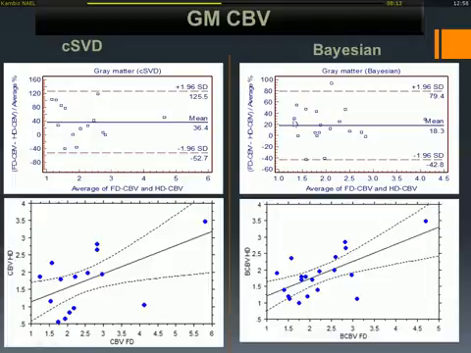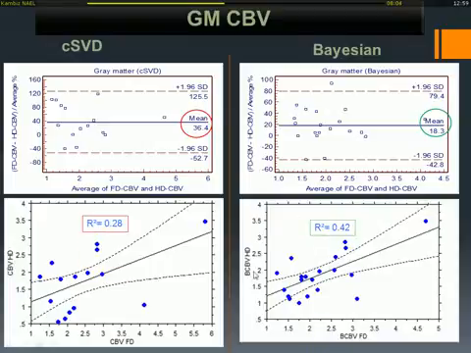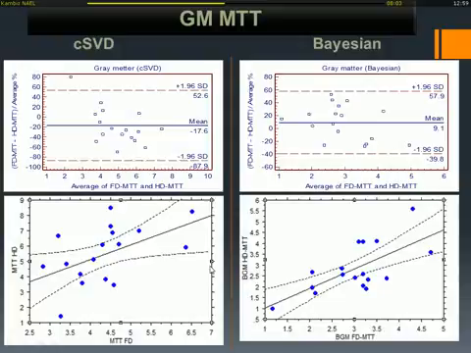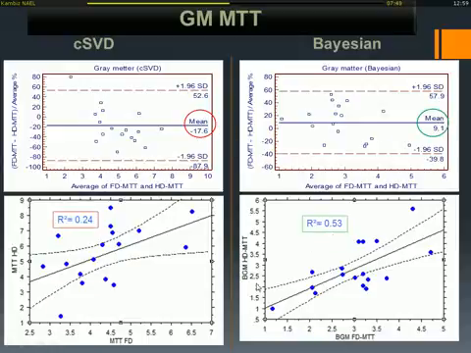Same thing for cerebral blood volume. Again, you see a smaller mean difference between half dose and full dose, as opposed to a larger mean difference and a worse correlation factor. Of course, the values are not going to be exactly the same because you're using two different doses of contrast. And again, if you look at the MTT, you can see a much smaller mean difference between the two, and much better correlation when you compare to the Bayesian.